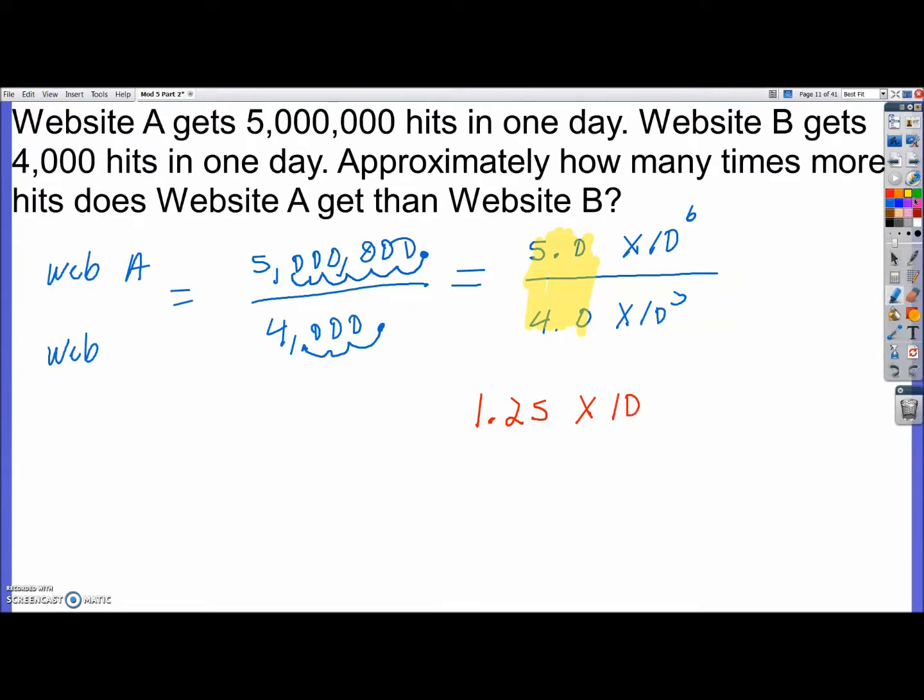And now what we need to do is the exponent rules. They both have the same base. I'm using division, so all I do is subtract their exponents. The exponent is 6 minus 3, which is 3. Therefore, if I move the decimal over 1, 2, 3 times, so let me rewrite this. I would move the decimal over 1, 2, 3 times. That means website A gets 1,250 times more hits than website B.